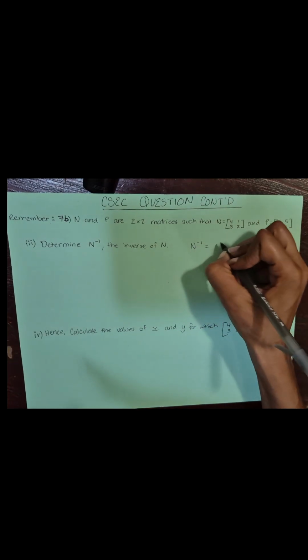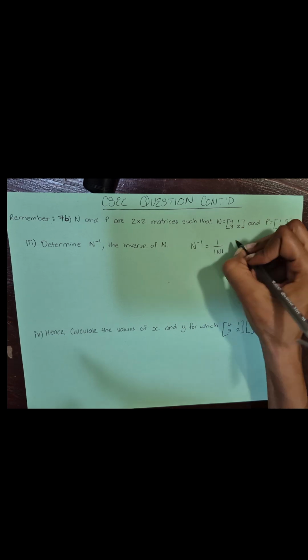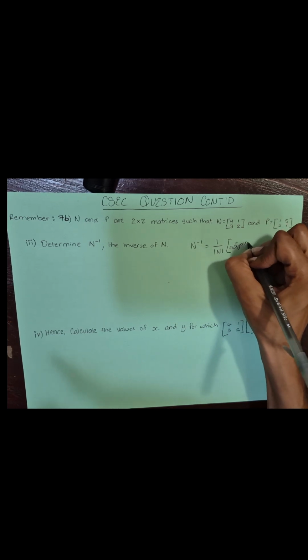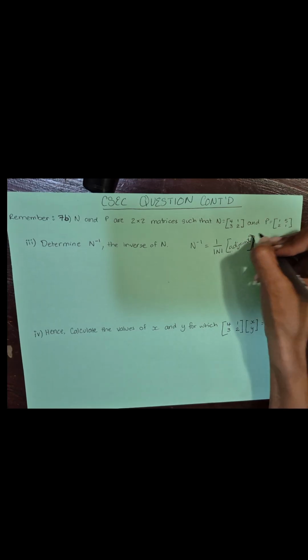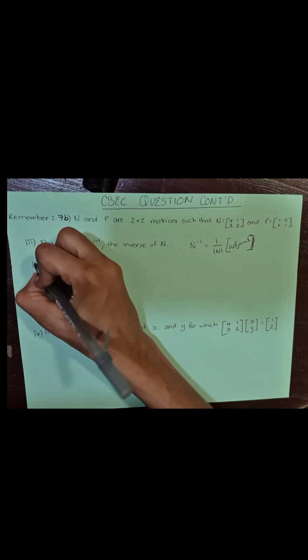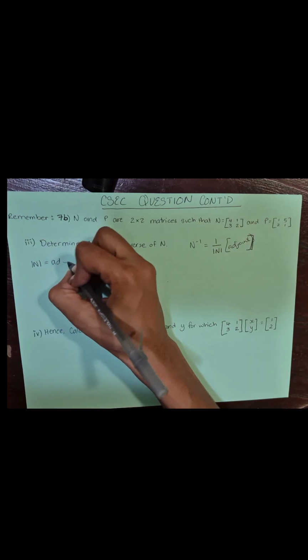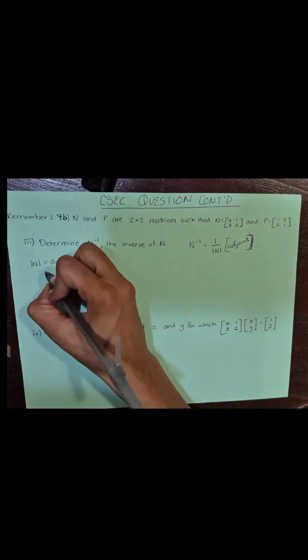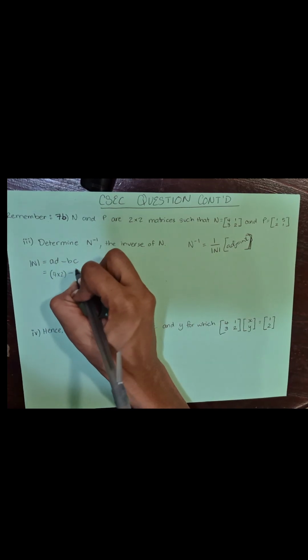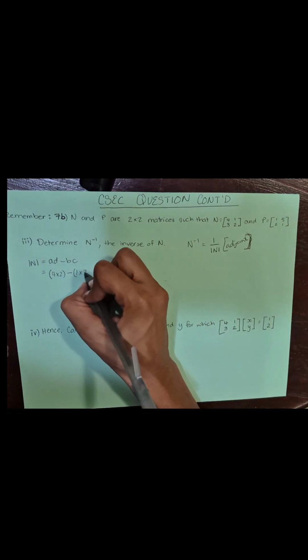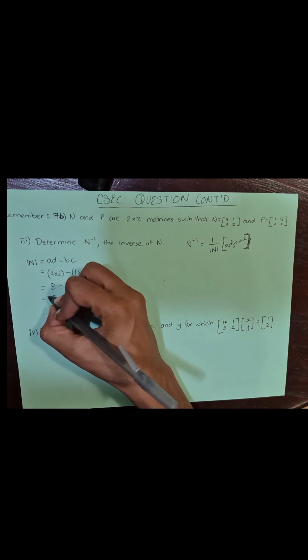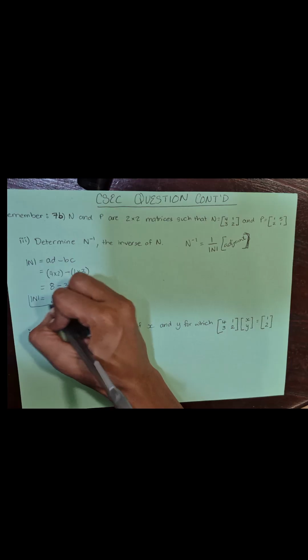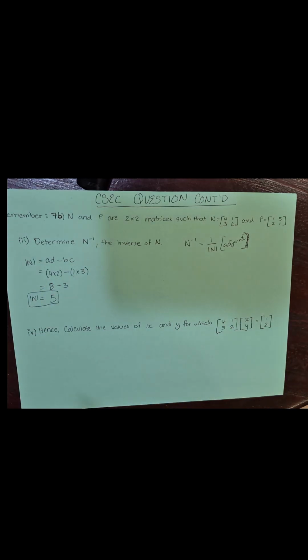And we know inverse is equal to 1 over the determinant times the adjoint. So we first have to find the determinant and find the adjoint. So determinant is AD minus BC, which in this case, the leading diagonal, 4 times 2, minus the other diagonal, 1 times 3. And we got 8 minus 3, so that's 5. Our determinant is 5.